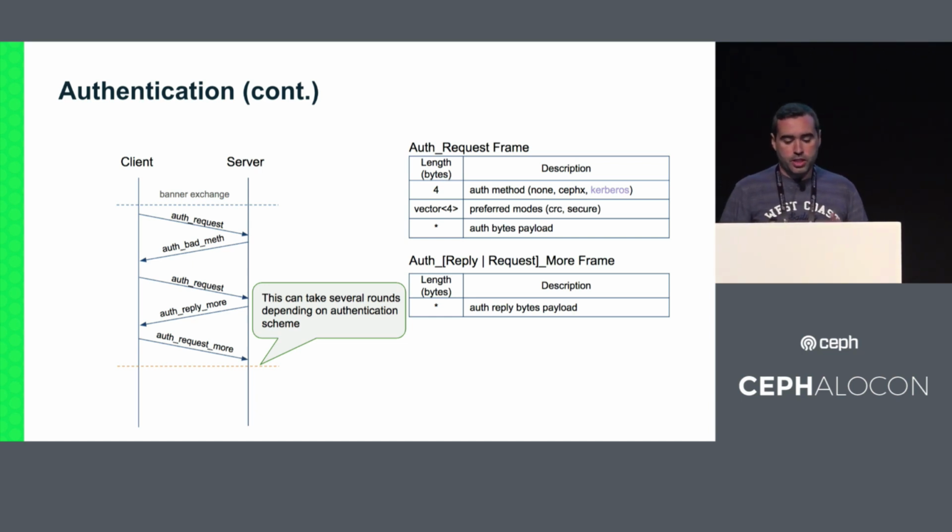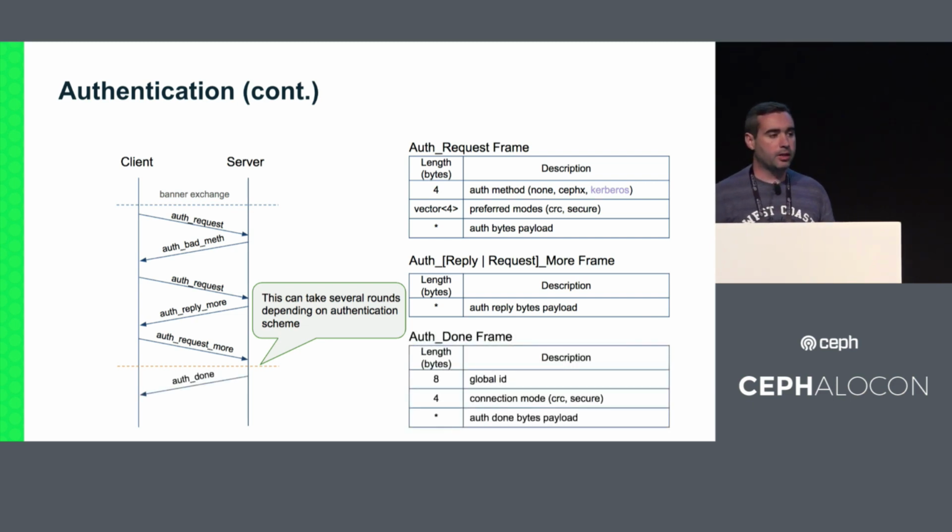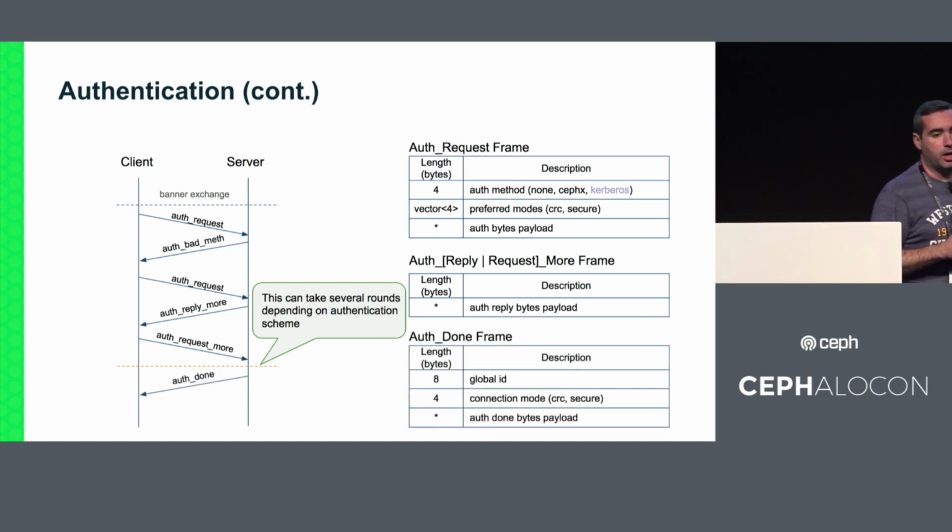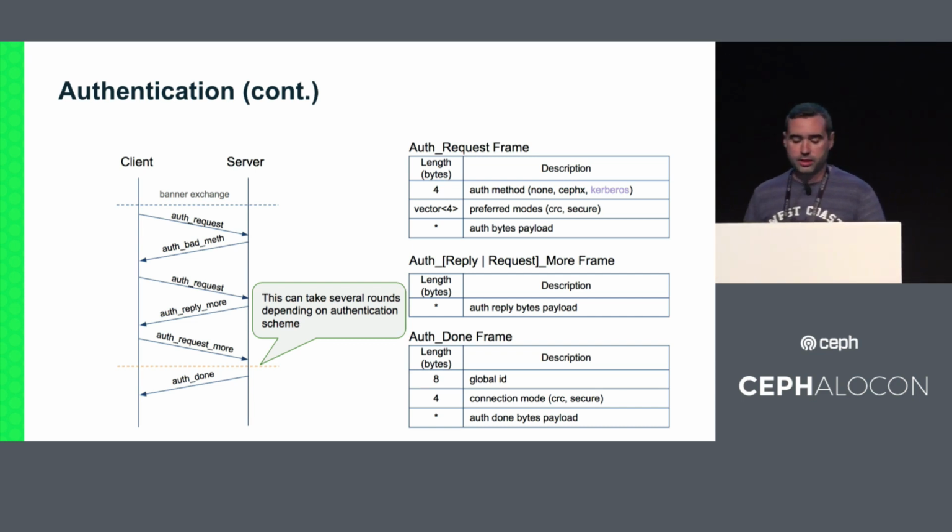This will finish when the server responds to the client with an auth done message. In this auth done message, it basically says, okay, here's the global ID and my global ID. Here's the connection mode, so whether we are going to use CRC or secure, and also the remaining auth done bytes.